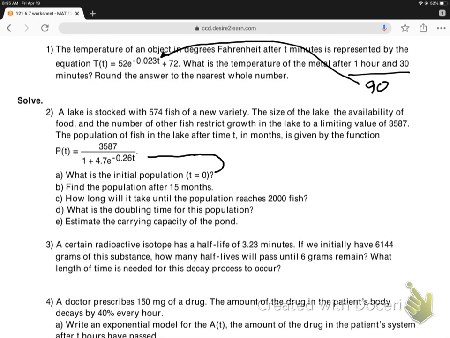Question 2, similar here. When t equals 0, put it there, calculator. When t equals 15, put it for t. Use your calculator. Just try not to make mistakes. Now, C is the tricky one.